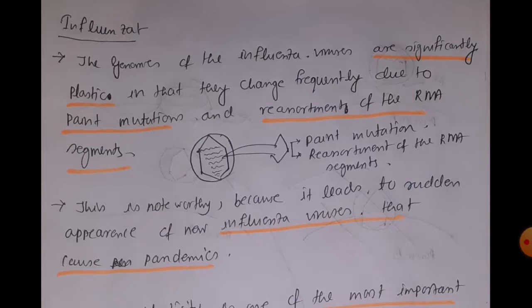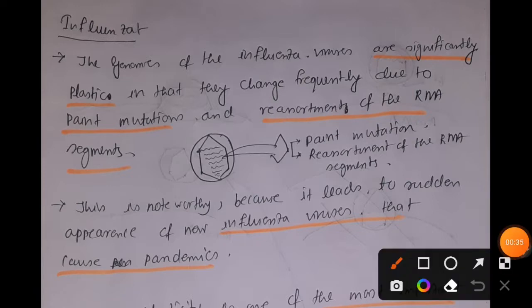So, in this video, we are going to talk about a special characteristic of the genome of the influenza virus that creates a lot of problems for us, especially for vaccine developers. This special feature is known as genomic plasticity, and it ultimately leads to antigenic shift and antigenic drift. That is our topic of discussion today.